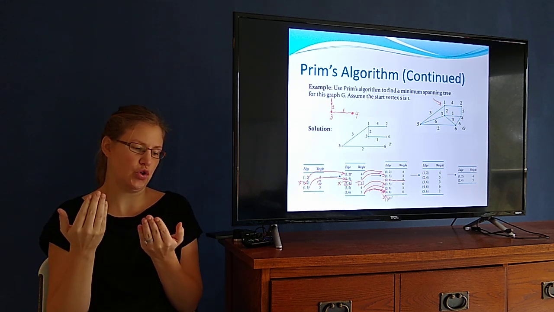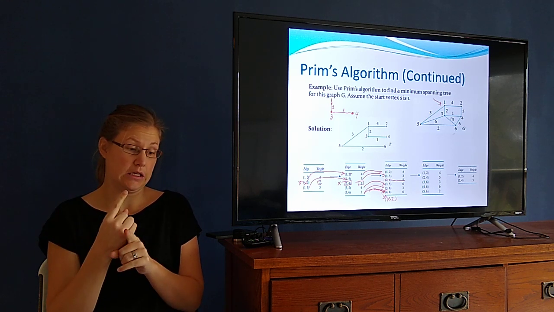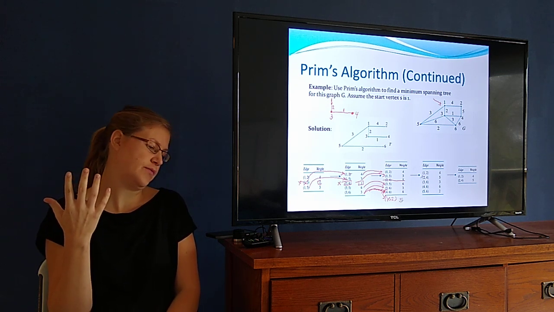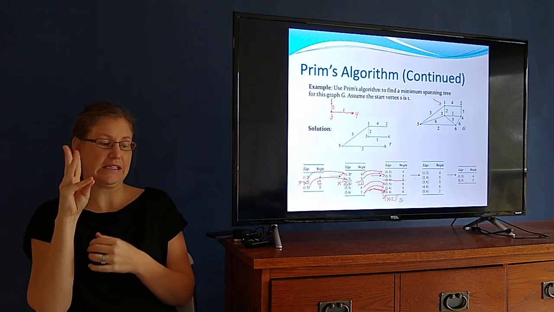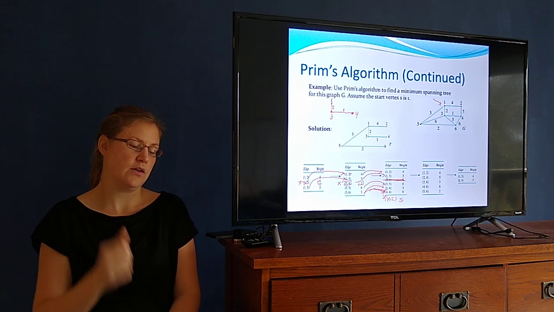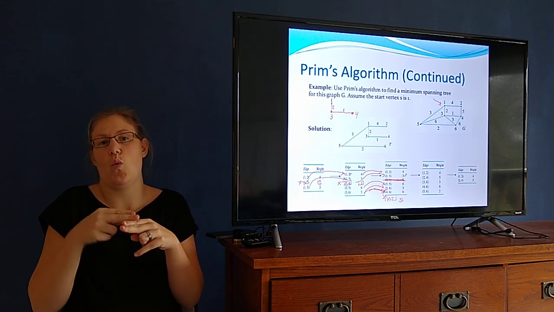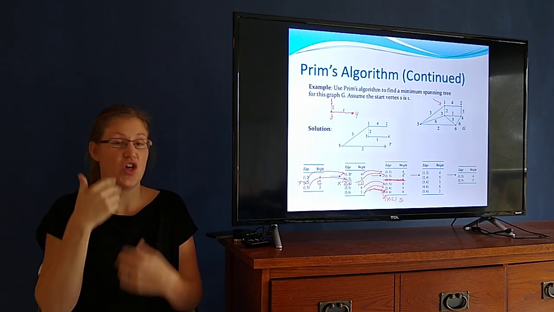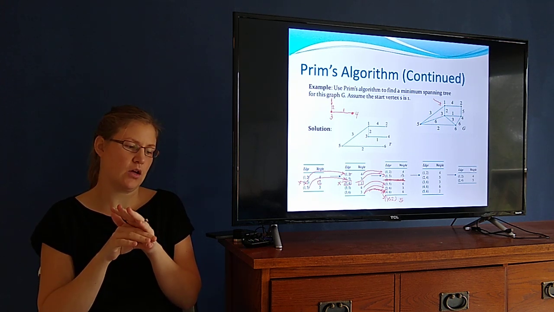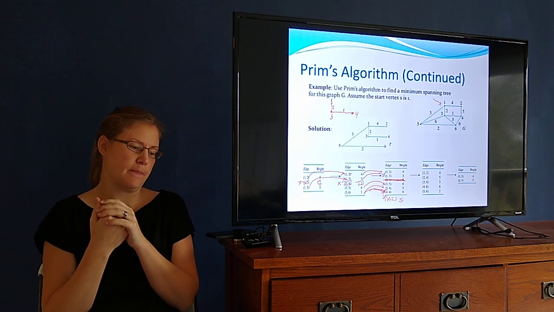Okay, we have 4 and 2, right? We have here 4 and 2, which is 5, and we have 4 and 6, which is 6. Now let's choose, okay, let me remove this one. Let's choose the minimum weight again. So we have 3 appearing 2 times. Which one should I choose? We always choose the first one.